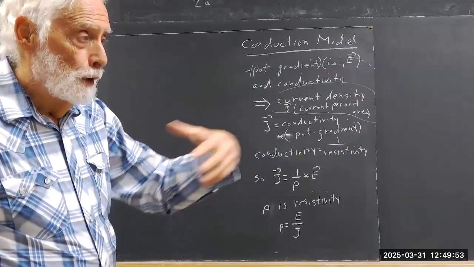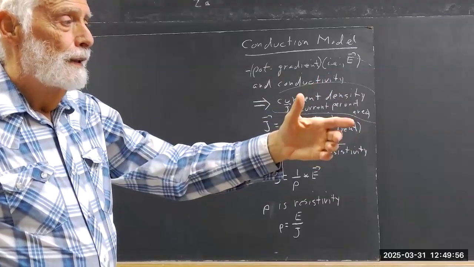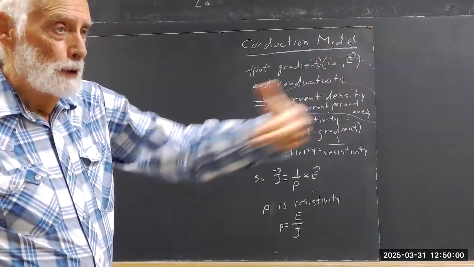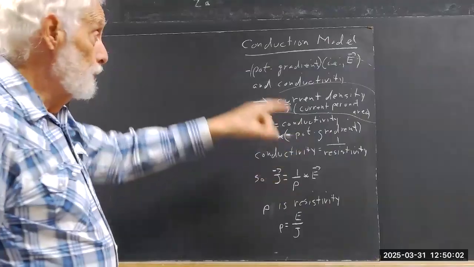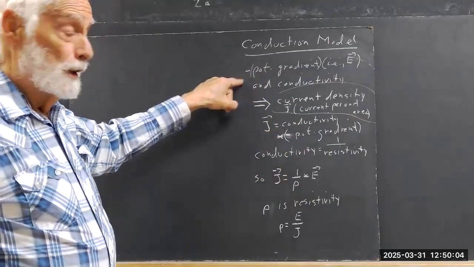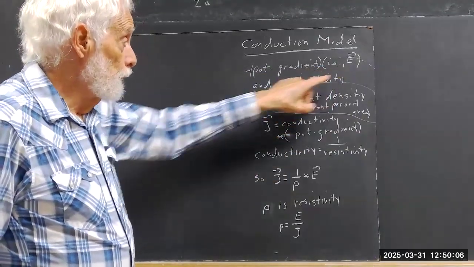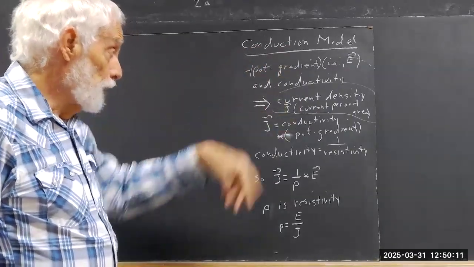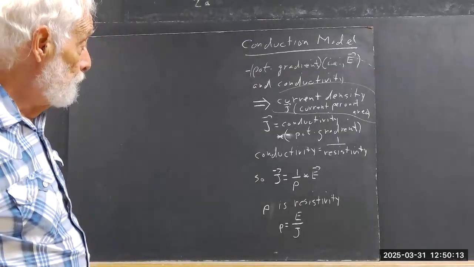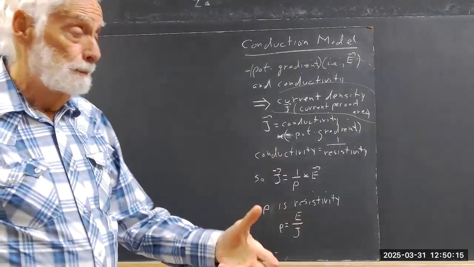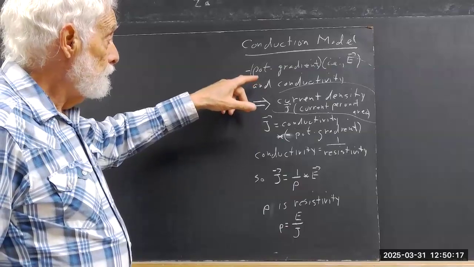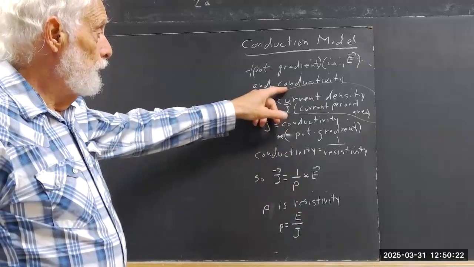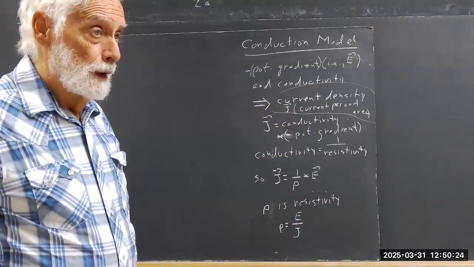And if you're going toward positive, then a positive charge is going to be pushed this way, opposite to the potential gradient. So your electric field is the negative of your potential gradient. You want to understand that. Your text will explain it, and we've already seen it. You put that together with the conductivity and you get the current density.